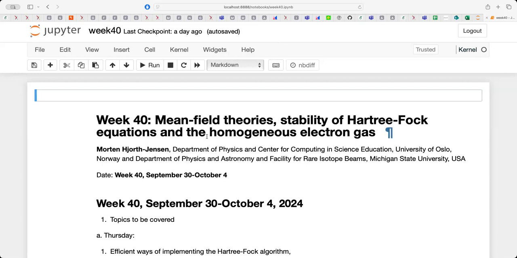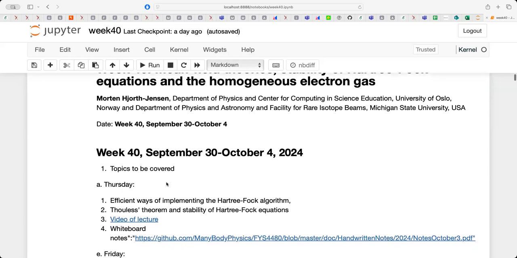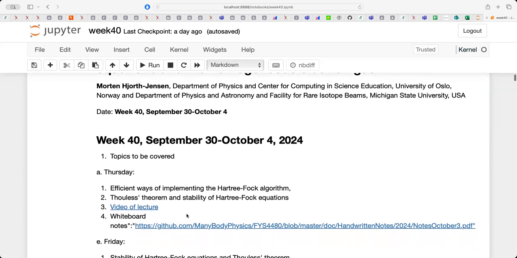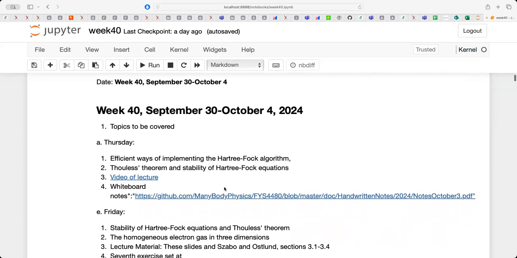And as we discussed yesterday, in connection with efficient ways of implementing the Hartree-Fock algorithm, we then discussed something called Thouless theorem, which we will use to analyze the stability of the equations. I shouldn't say straightforward, but it is doable in second quantization. And we can find a necessary but not sufficient condition for the stability of the equations.